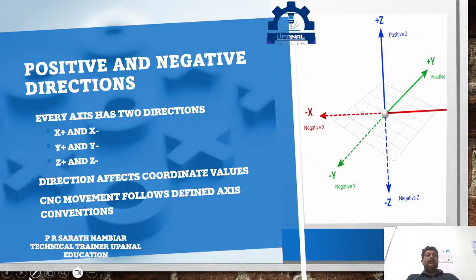So if the movement occurs in the positive X direction, the X coordinate value will increase. If it moves in the opposite direction, the X value will reduce. So you can see here, towards the right, it is X positive. Towards the left of the origin, it is X negative. Towards the backside, it is positive. Towards forward, it is negative. Towards up, it is positive. And towards down, it is negative. So we have X plus, X minus, Y plus, Y minus, and Z plus and Z minus.